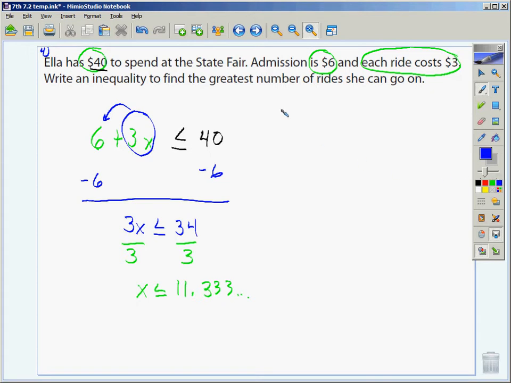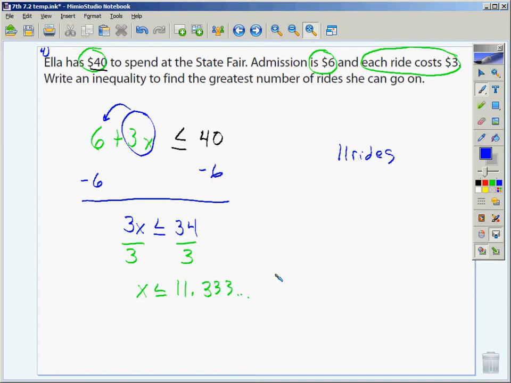Now, let's talk about what it means in terms of this inequality in this problem. How many rides? What's the greatest number of rides you can ride? Yeah, it is 11 rides. Why can't she ride more than that? I mean, it says 11.3. Because you can't ride half the ride.